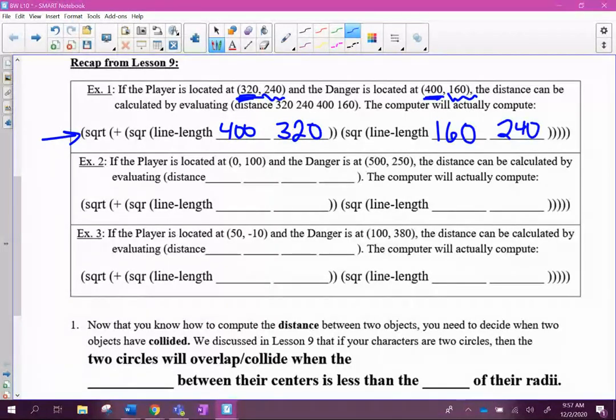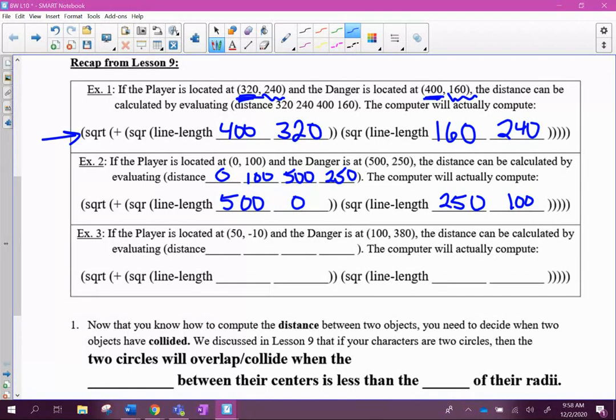Okay, so take a second and see if you can fill in example 2 and example 3. It's the exact same thing. Okay, so for example 2, if the player is located at 0, 100 and the danger is at 500, 250, the distance can be calculated by evaluating the distance of 0, 100, 500, 250, which means the code it's actually evaluating is going to be line length 500, 0, line length 250, 100. You want to keep your order the same.